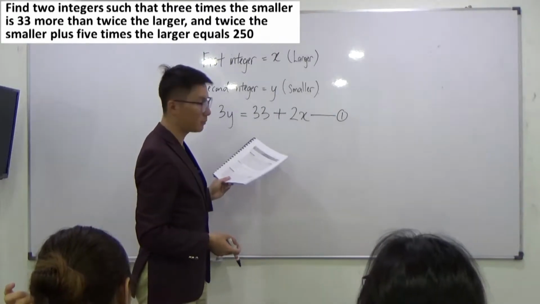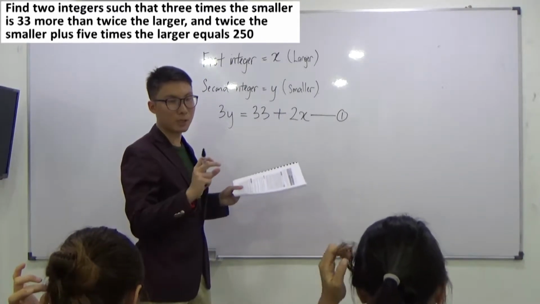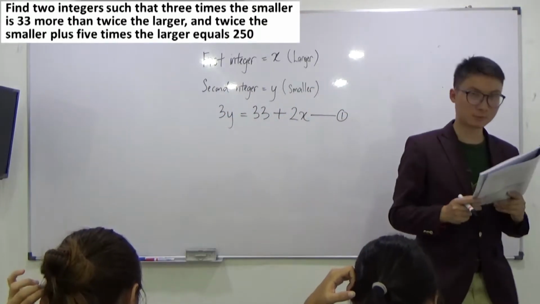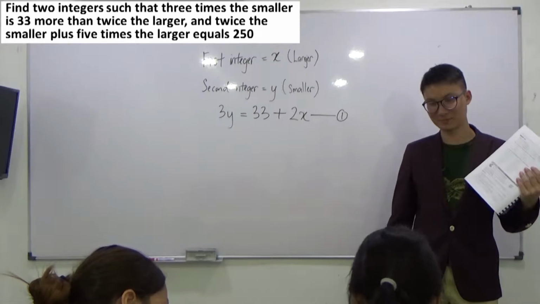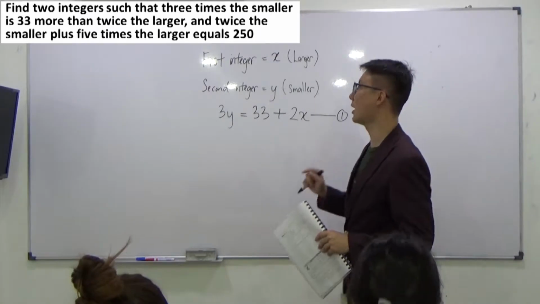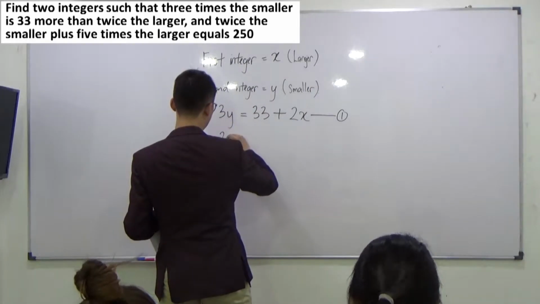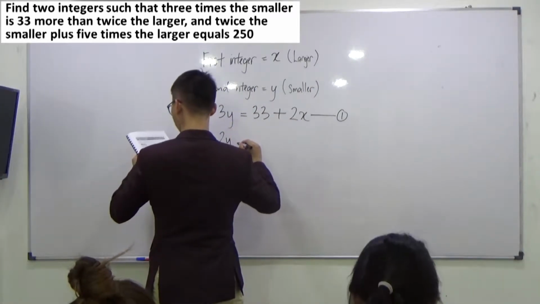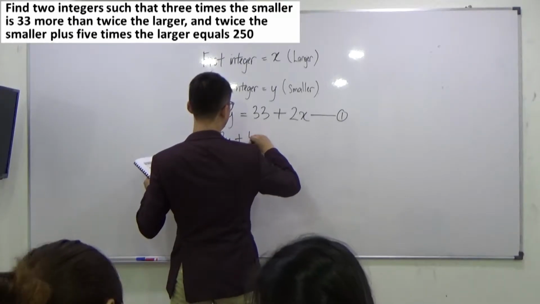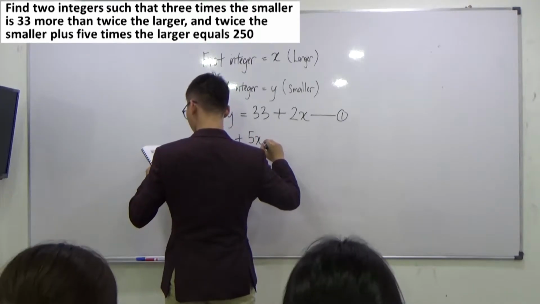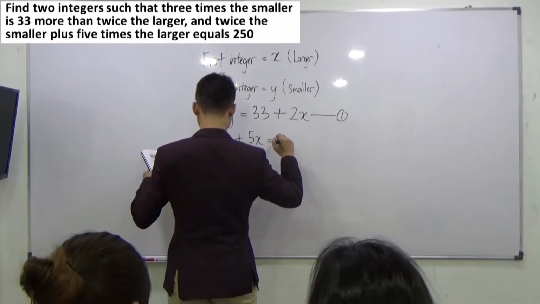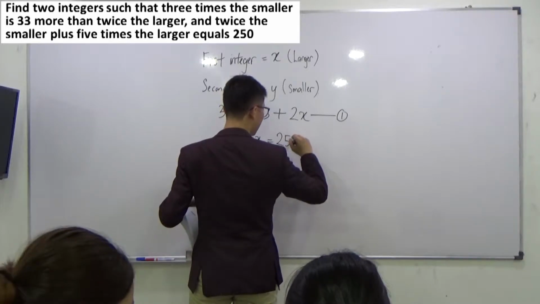So how about the second one? Can you try to form the equation? Twice the smaller means 2y, yes, 2y plus 5x, right? Plus 5 times the larger equals 250. You see? It's easy, right?